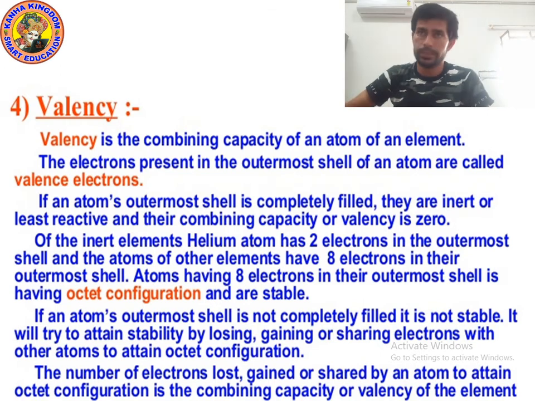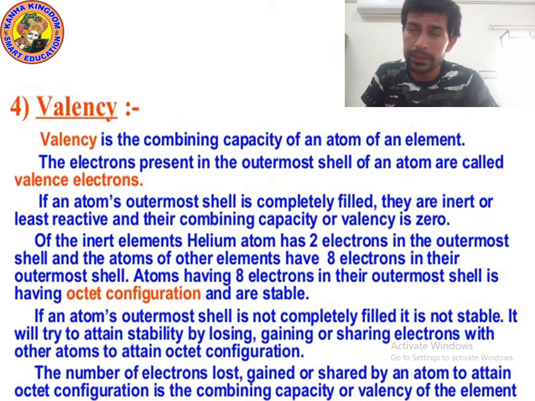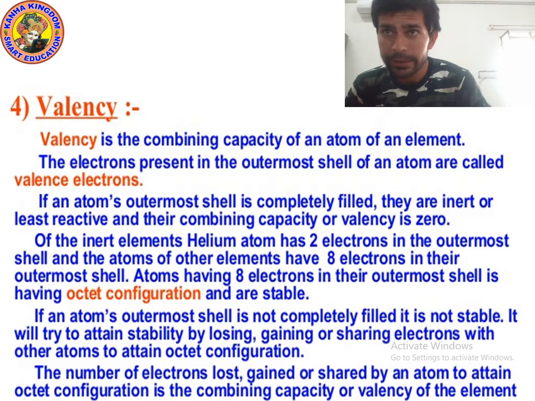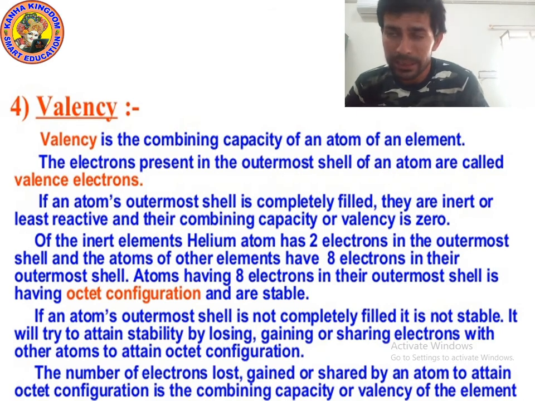Kids, try to understand point-wise. Point number 1, listen to me carefully. What is the meaning of valency? Valency means the combining capacity of an atom of an element. In other words, the number of electrons lost, gained or shared by an atom to attain the octet configuration is known as the valency of an element, or its combining capacity.